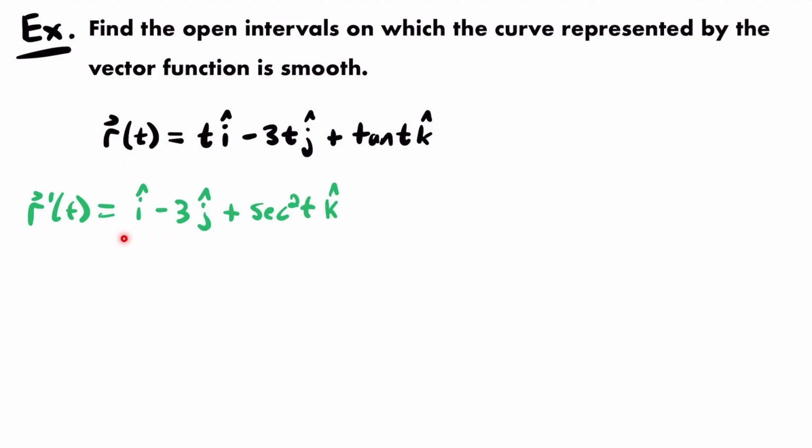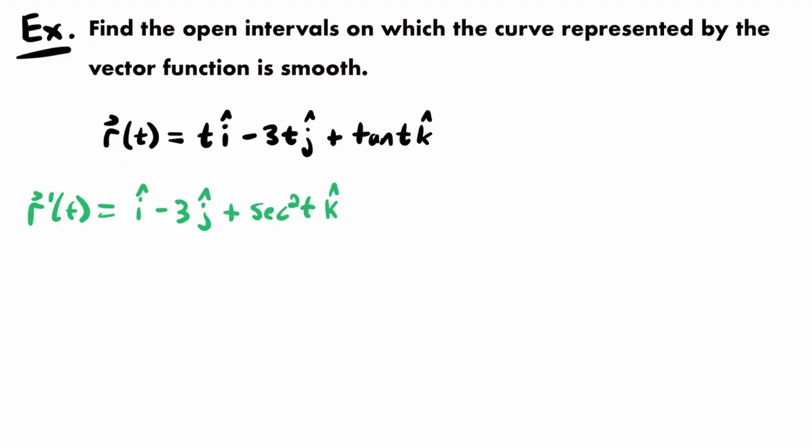And looking at the first two components, no, because they're just constant components, right? There's no values of t in the x or y components. The only component that might cause an issue is the z component, where we have secant squared t. And if you're familiar with your secant function, you might remember that it's not defined at pi divided by 2 plus any multiples of pi.